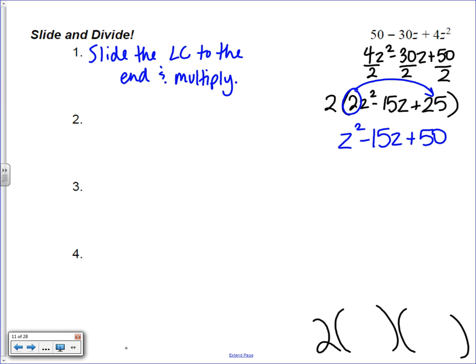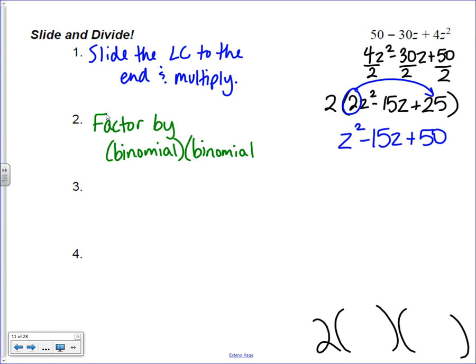Okay, so now that I have that, this thing starts with a 1, doesn't it? How do I factor things that start with a 1? Correct. We're going to factor by a binomial times a binomial. What will my binomial start with? Z. And we're looking for factors of 50 that will add to 15. 5 and 10 will work. Do my symbols need to be the same or different? And they both need to be, okay, how's everybody doing?